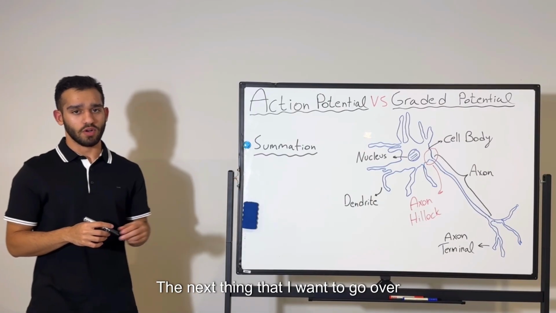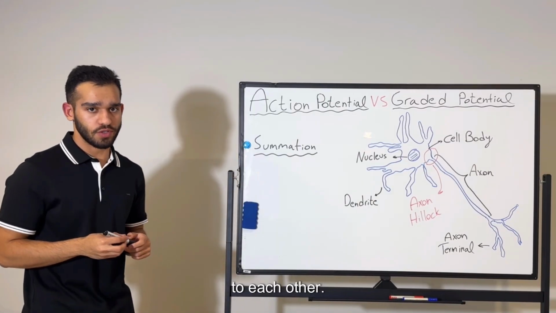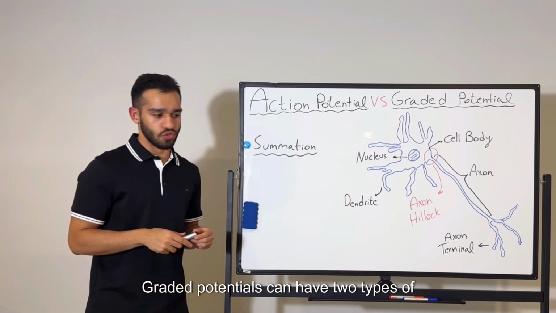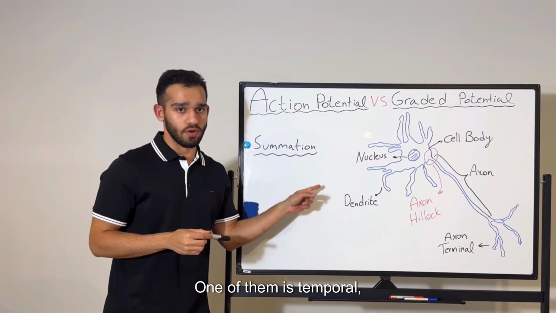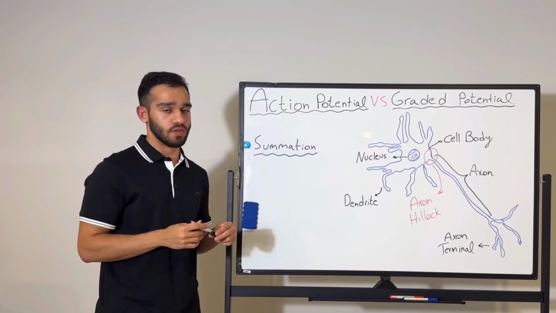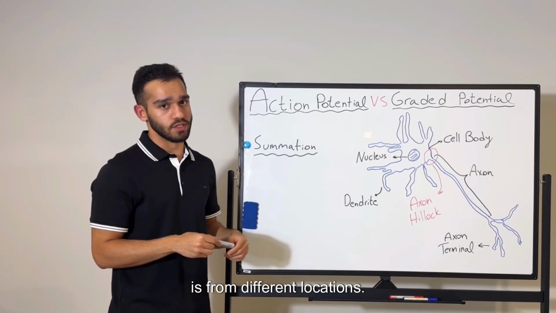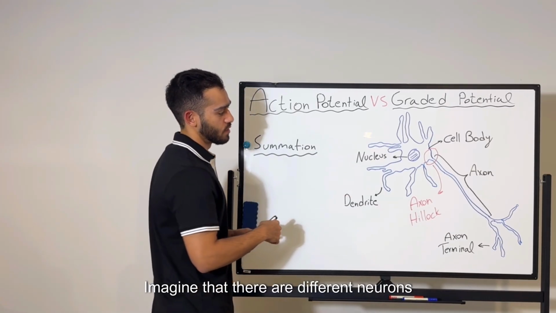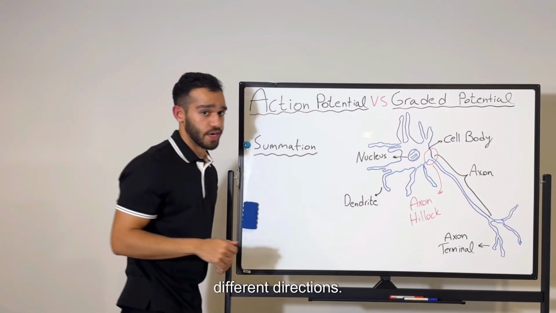The next thing that I want to go over is the summation and how these two compare to each other. Graded potentials can have two types of summation. One of them is temporal, the other one is spatial. The spatial one is from different locations. Imagine that there are different neurons that are attaching to the cell body from different directions.